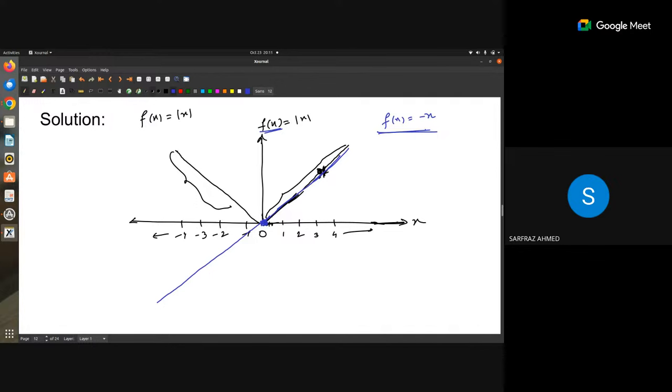Continuous function. Not minus x. Okay, minus x will give you this line, but f of x equals plus x, what is it? Continuous, right, at x equals 0? Because the left hand side of it is equal to the right hand side of it, right? Yes, sir. Similarly, f of x equals minus x. Is it a continuous function or a discontinuous function? It's a continuous function.